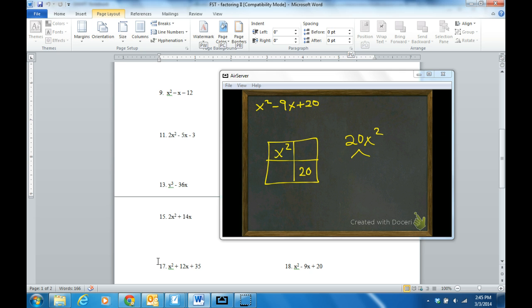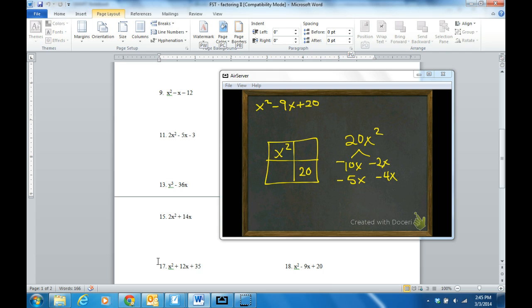What are my factors of 20x squared that would add up to be a negative 9x? Negative 20x. Negative 10x and negative 2x? No. There aren't any. Yes, there is. How about negative 5 and a negative 4? Okay, so notice that they're both negative on here.